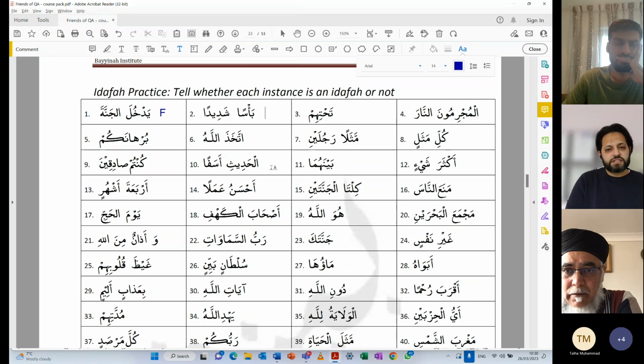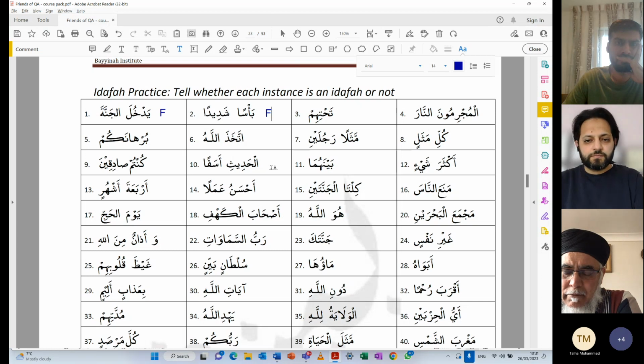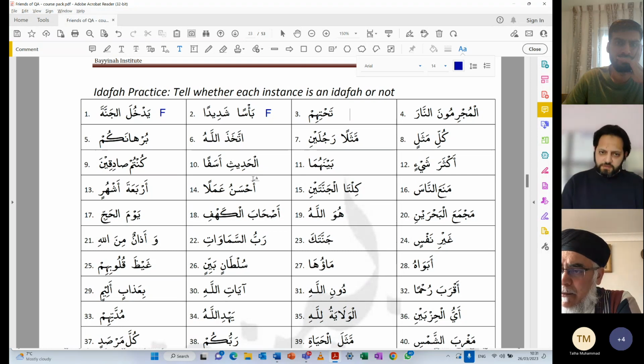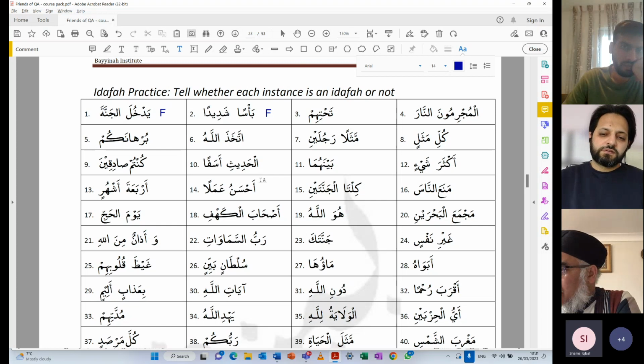Ba'san shadidan. Idafa or not? No. Why not? Because it is not light followed by jar. Correct, it's false. Tahti him. That's an attached pronoun, him. And what about the word tahti? Tahti is below. Correct, it's one of those special mudafs.